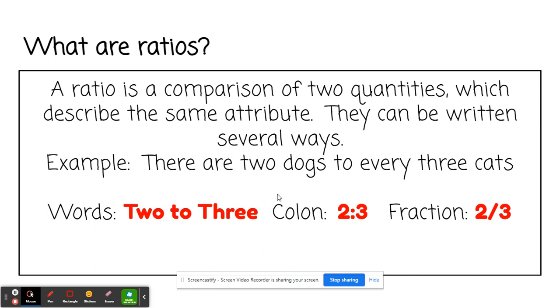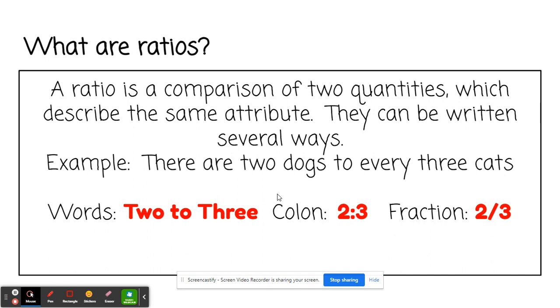So the first thing we want to talk about is what are ratios. And we talked about this in our last unit. We did an intro of it just to review because it's something you should already know. But just as a review, a ratio is a comparison of two quantities which describe the same attribute. They can be written in several ways. So when we're talking about the same attribute, it just means that they're grouped together in some way.